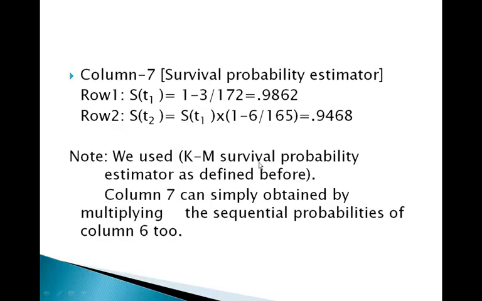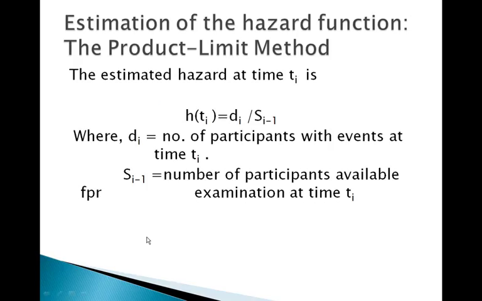So we use the Kaplan-Meier survival probability estimator, which we defined above. Column 7 can simply be obtained by multiplying the sequential probabilities of column 6.